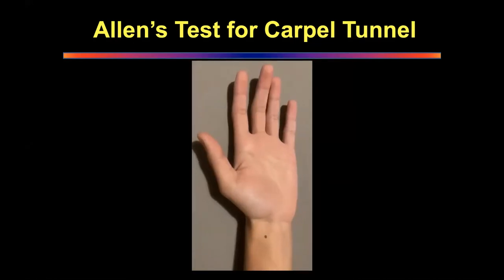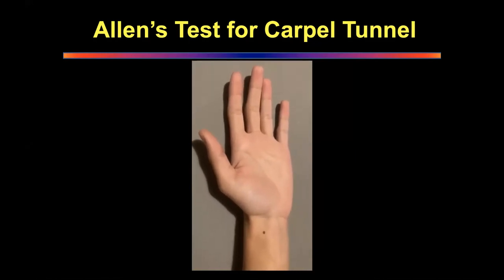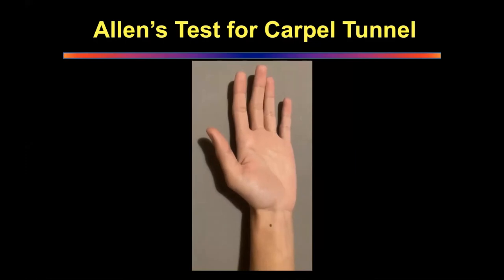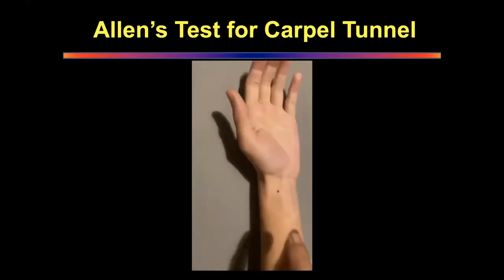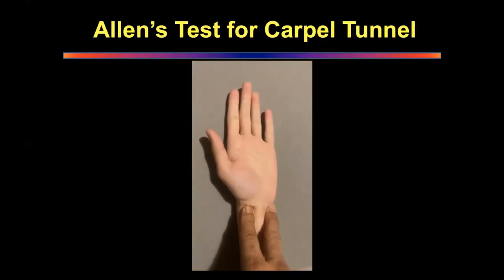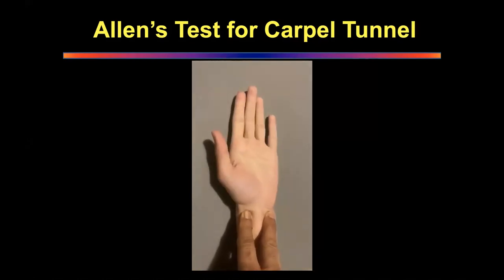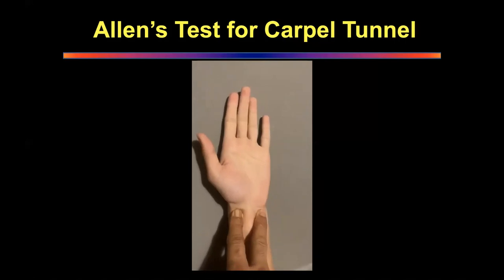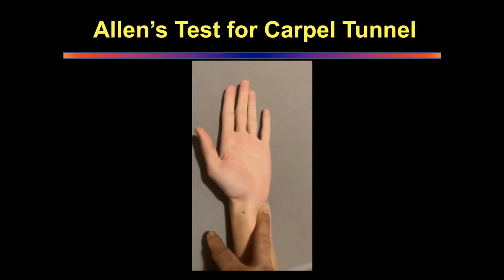We're now going to demonstrate the modified Allen's test. In the modified Allen's test, you ask the patient to place the hand on a flat surface, and then the patient closes and opens the hand about 5 to 10 times. You then put pressure on the radial and the ulnar artery, and again ask him to squeeze a few times. Leave it open. You now gently release the pressure on the radial artery to look for the revascularization of the hand from the radial side.